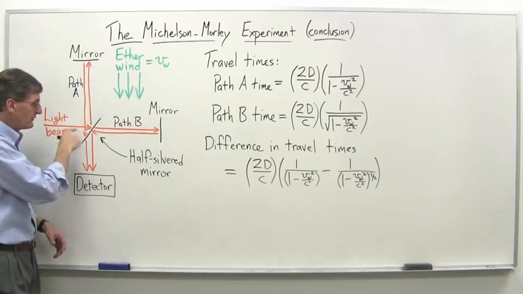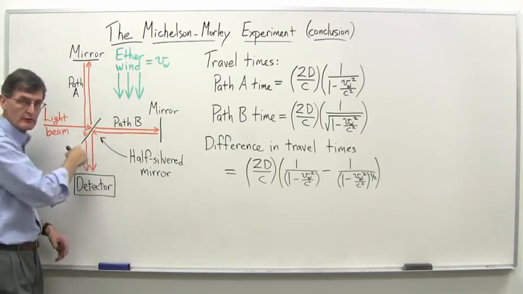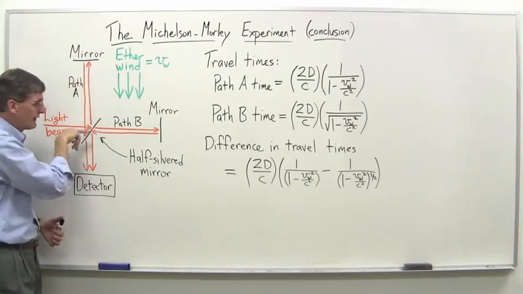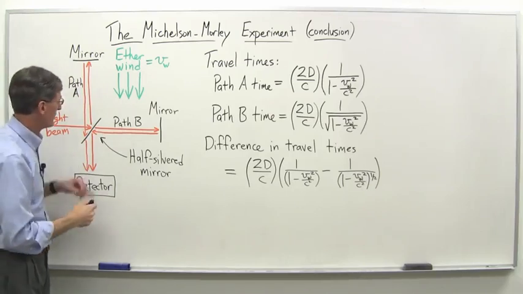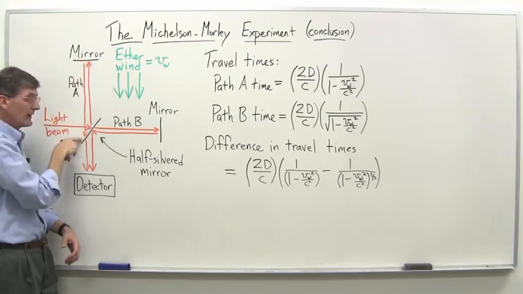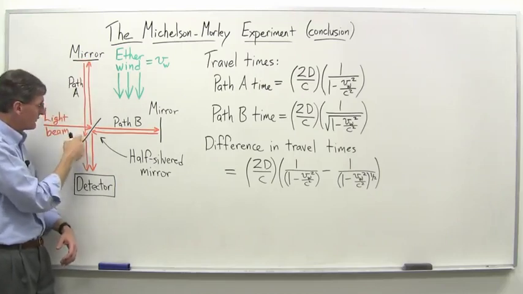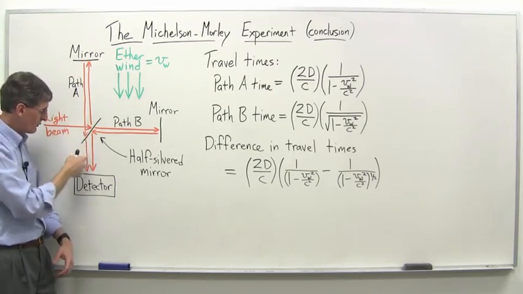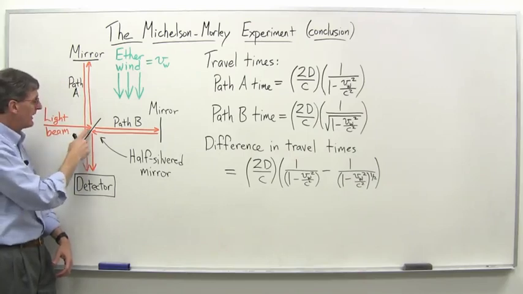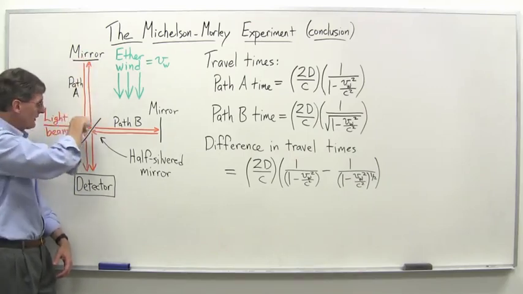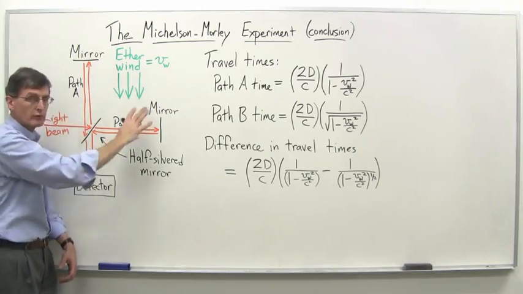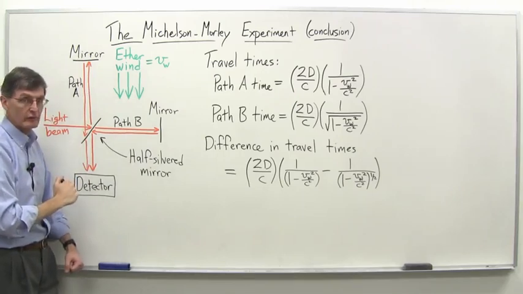This light beam comes in, and there's a half-silvered mirror here. What a half-silvered mirror means is that some of the light, if it hits it, will bounce off that way, and some of it will actually travel through the mirror. The light that bounces off goes up to this mirror, bounces off that, comes back down to the half-silvered mirror, and then some of that will bounce back the other way, but some of it will go through to the detector down here. So that's path A, off the half-silvered mirror, up to this full mirror, back down again through the half-silvered mirror and to the detector.